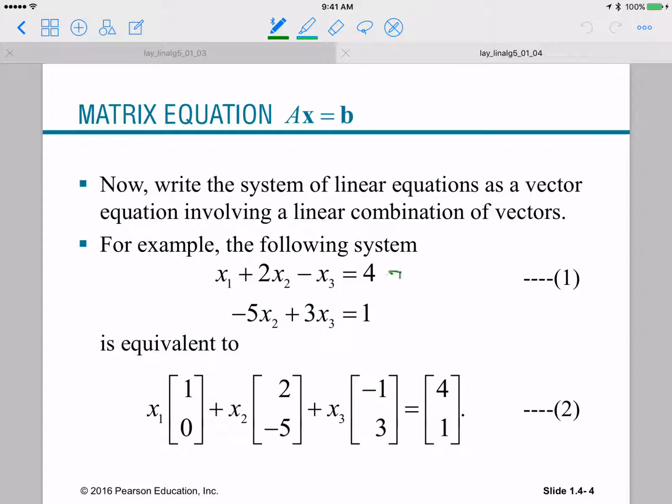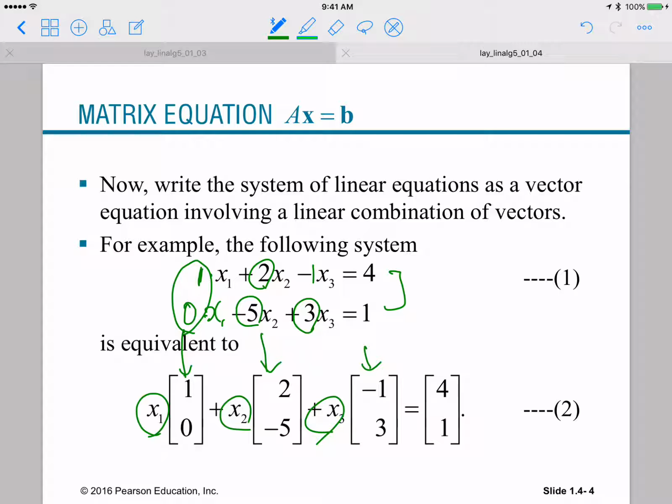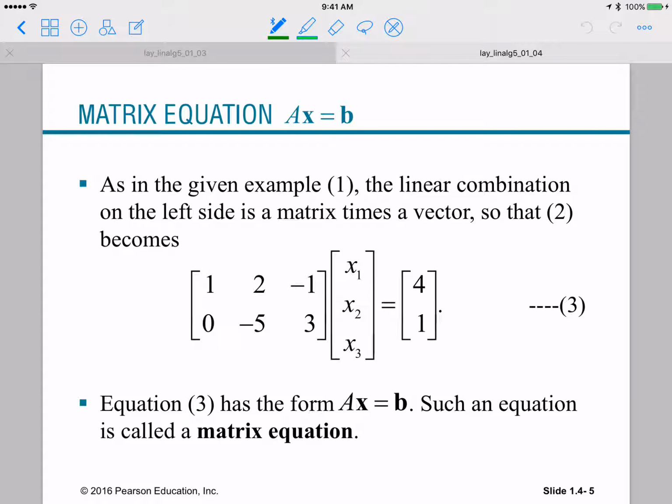Okay, and then suppose we are given these two linear equations. We can first change them into a vector equation, where we have 1 times x1 and 0 times x1 as the first vector, then 2 and minus 5 as the second vector, and minus 1 and 3 as the third vector. Now x1, x2, and x3 are our unknowns or variables, and in the b part it should be 4, 1. So this is a vector equation. And now we can change it into a matrix equation as well.